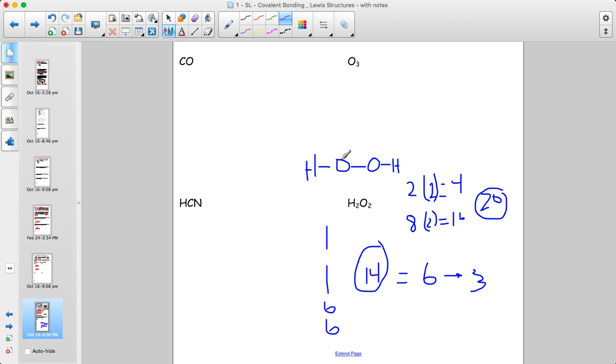Now, if I need to give everything their octet, I need to give 2 lone pairs to each oxygen, because right now they only feel like they have 4. And now I can double check. Hydrogen has 2, this oxygen has 8, this oxygen has 8, and this hydrogen has 2. And if I count up, I've used 2, 4, 6, 8, 10, 12, 14. I've used the number of electrons that I was allowed to use.